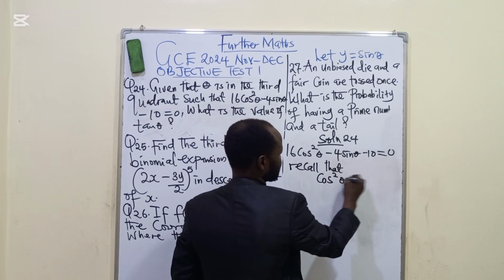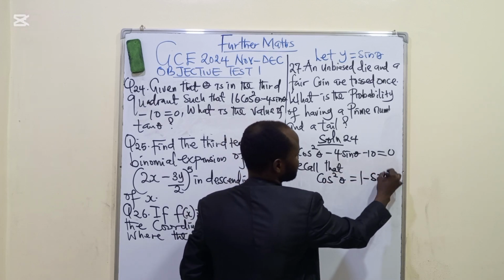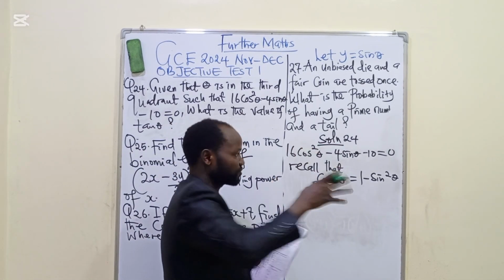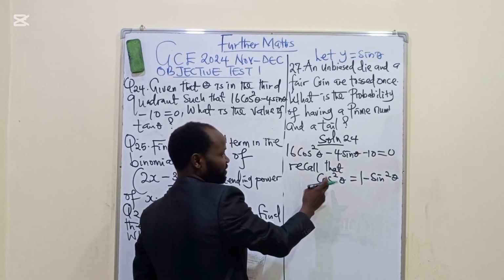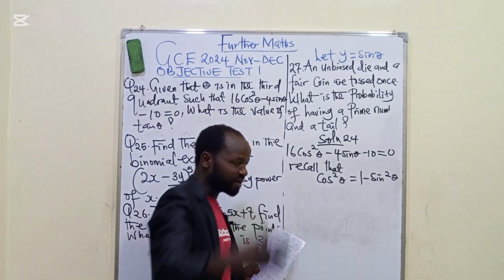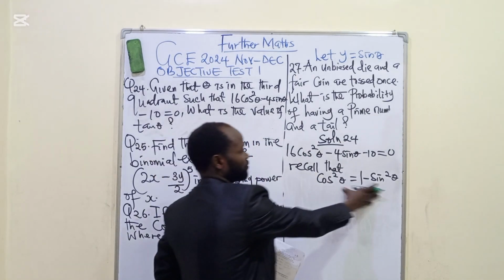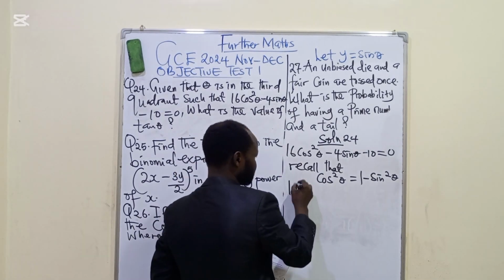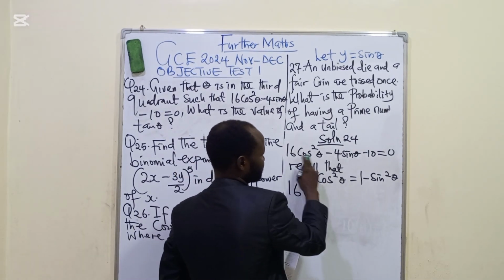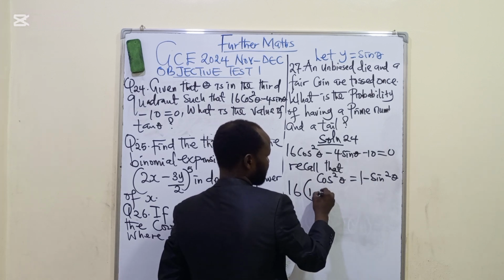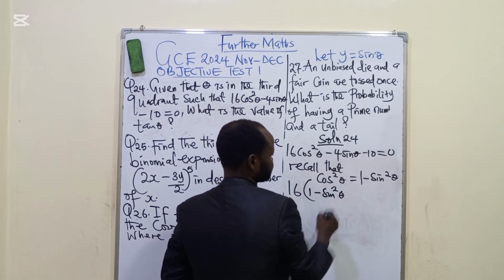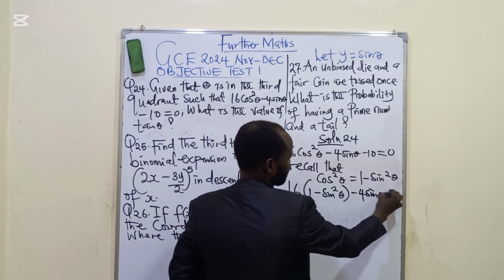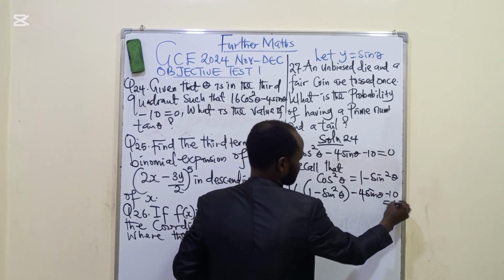Recall that cos square theta is the same as 1 minus sine square theta. Very important. We have to change this cos to sine so that we can easily simplify it. So in place of cos square theta, we replace 1 minus sine square theta. If you use Pythagoras rule, you will get this identity. So we have 16 now in brackets, and in place of cos square theta, we replace 1 minus sine square theta. We close the bracket, minus 4 sine theta minus 10 equals 0.